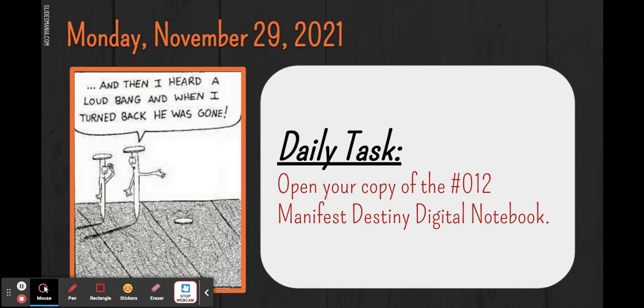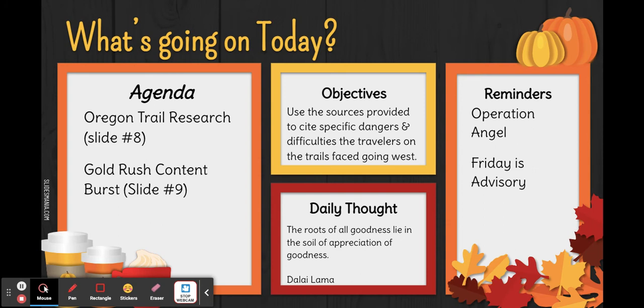All right, so let's take a look at what we did today in class for those of you who are out or missed it. So, a couple things that we did. First, we had some time to research, go into a little bit more detail on your Oregon Trail research, which was slide number 8, and then I did a content burst, which we'll talk about in here.